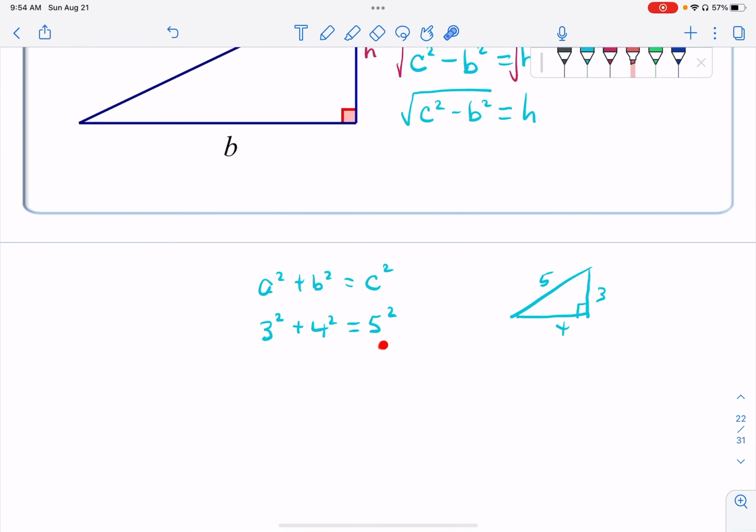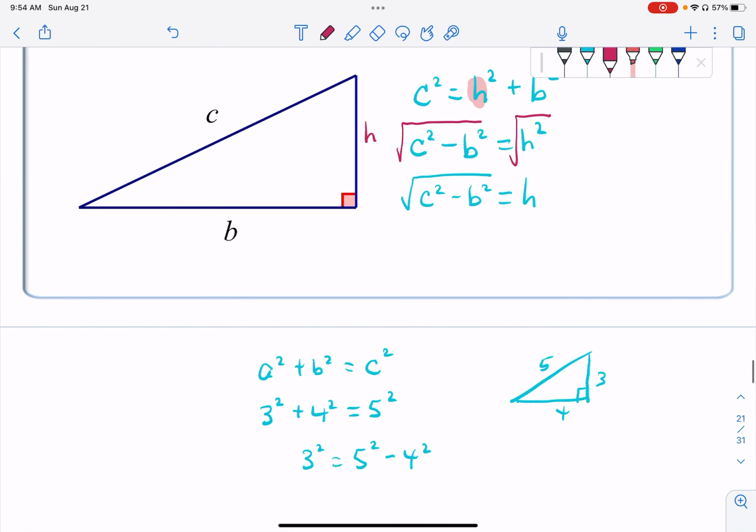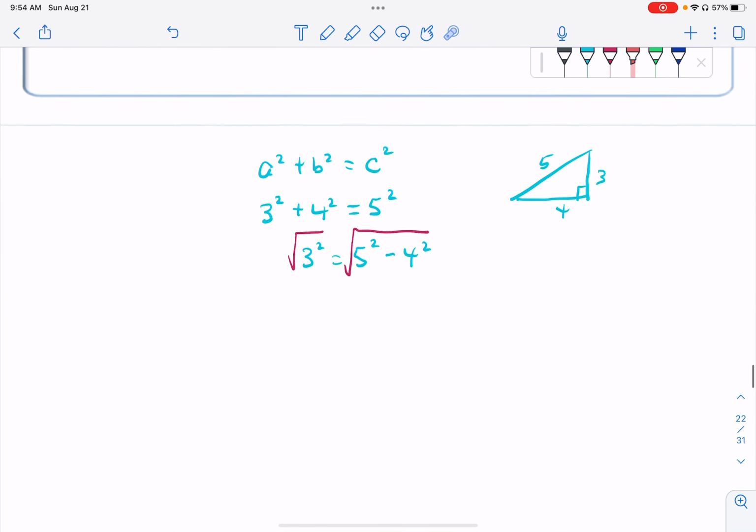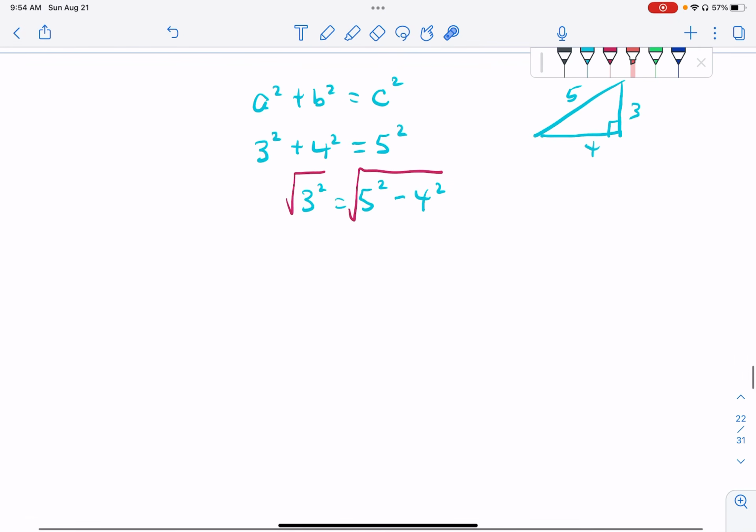I'm going to subtract over the 4 squared. I'd have 3 squared is equal to 5 squared minus 4 squared. Okay, and now let's take the square root of both sides, just like I did to simplify this equation. On the left-hand side, if I take the square root of 3 squared, those cancel out as inverses since 3 is positive. So 3 is equal to, and then let's see.